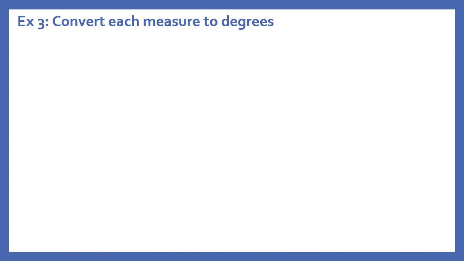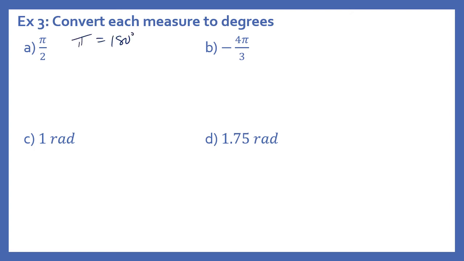Example number 3, we're going to work the other way, convert each measure to degrees. So we have pi over 2. Well, we already know that pi equals 180. That's just a straight substitution. So we could set up a ratio if we wanted to in this case, but this is just an easy straight substitution, right? You know pi is 180, so you right off the bat sub in 180 for pi. And that equals 90 degrees. So make a little note there. That's just a straight substitution.